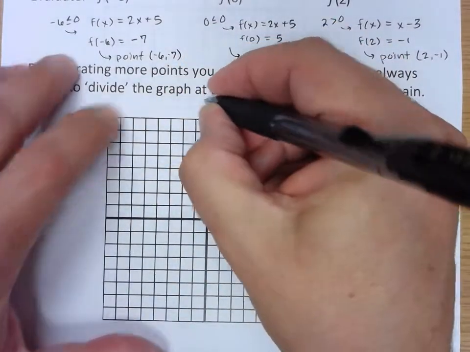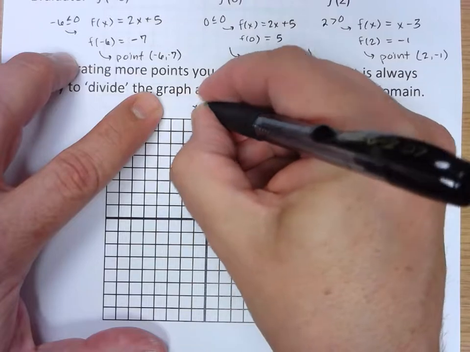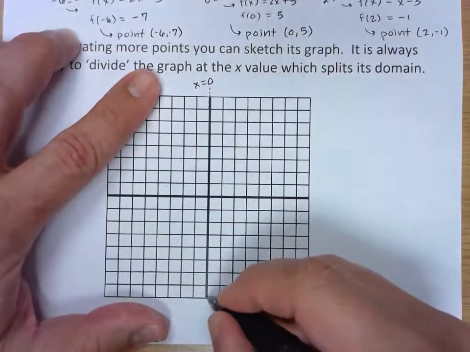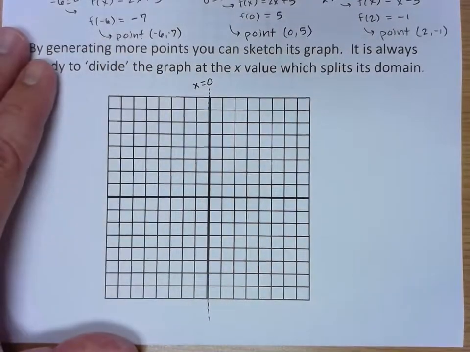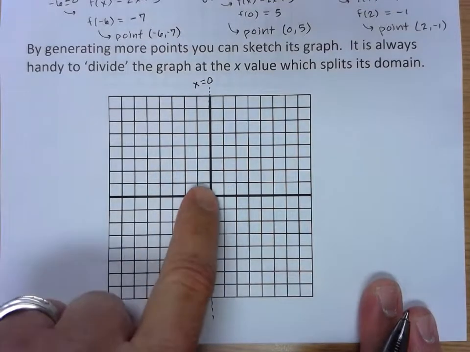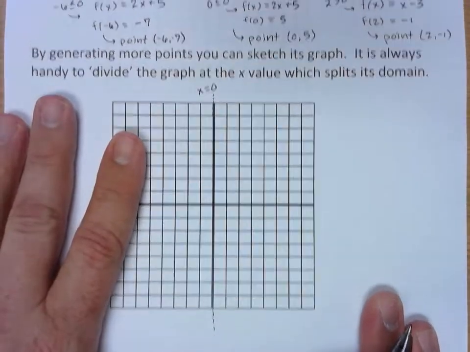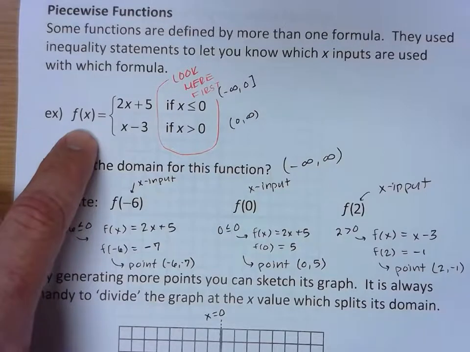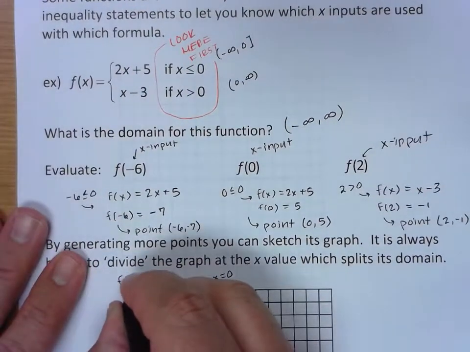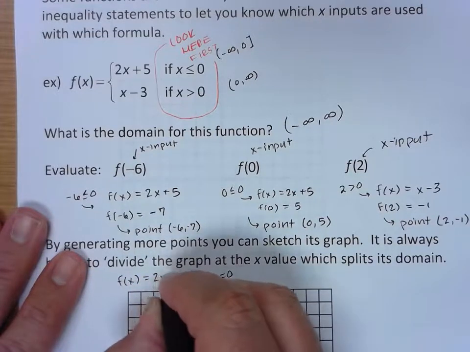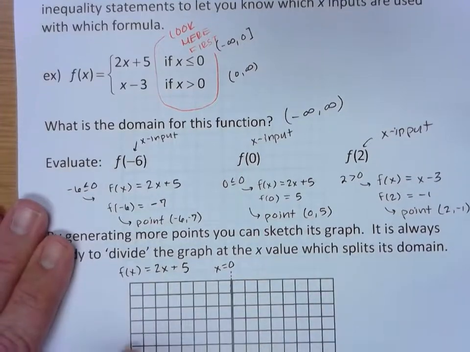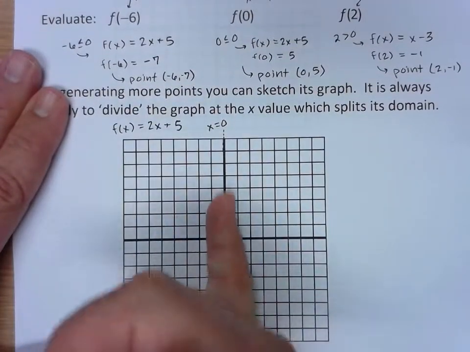After I make the split at x equals 0, let's see. x equals 0 is right here. So I'm going to draw a little dotted line on the y-axis to remind me that that's the split point in the function's domain. For values of x that are less than or equal to 0, our graph is going to be generated by f of x equals 2x plus 5. So over here, I should see the graph of this function for x values that are less than or equal to 0.